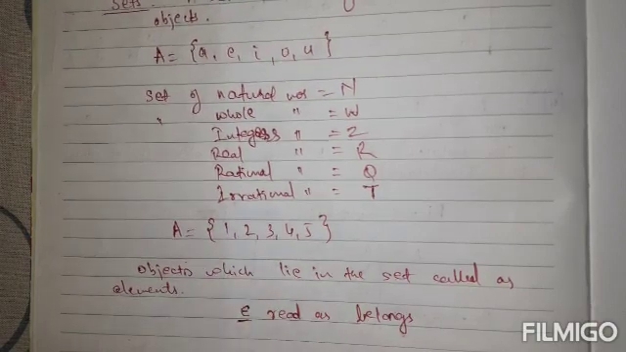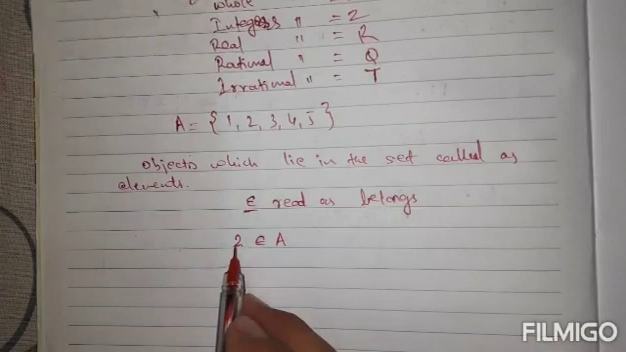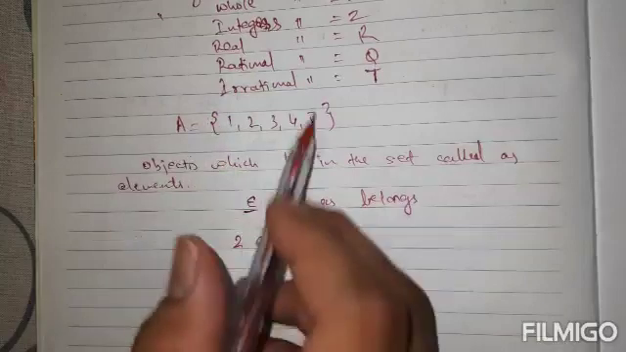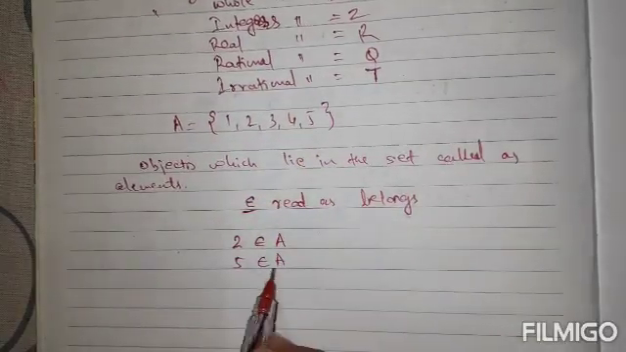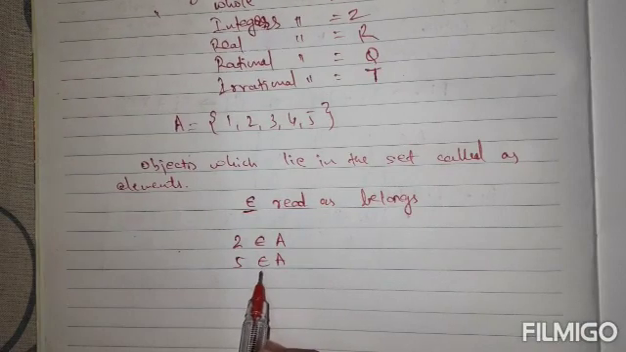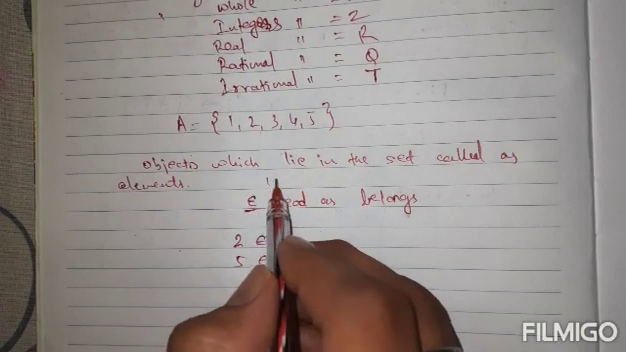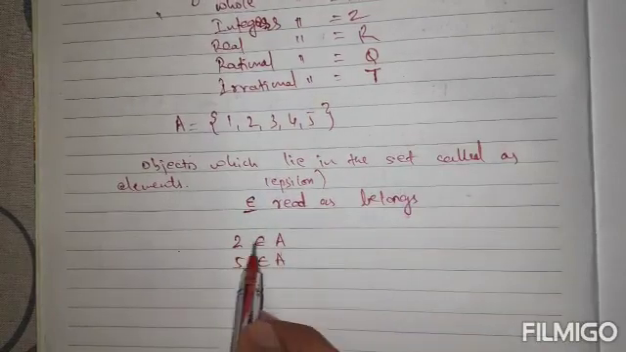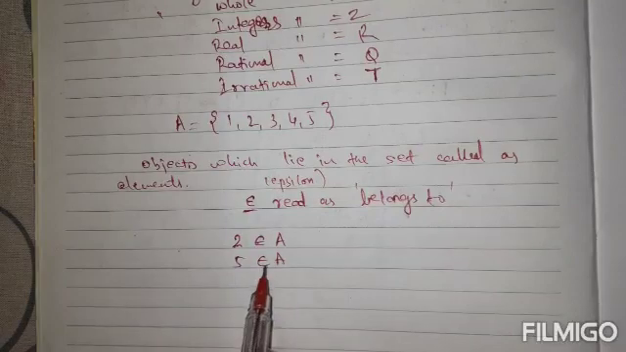Here 2 lies in this set, so we need to write in this way: 2 belongs to A. Here 5 also lies in this set, so we will write 5 belongs to A. We need not read it as epsilon. Actually this symbol is a Greek symbol, its name is epsilon, but it is to be read as belongs to. 2 belongs to A, 5 belongs to A.